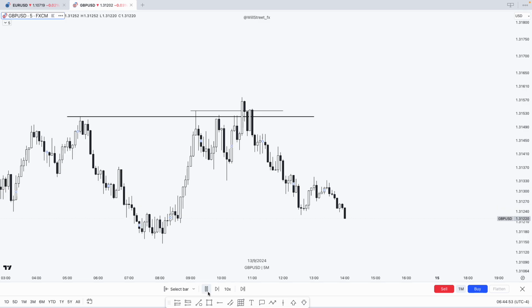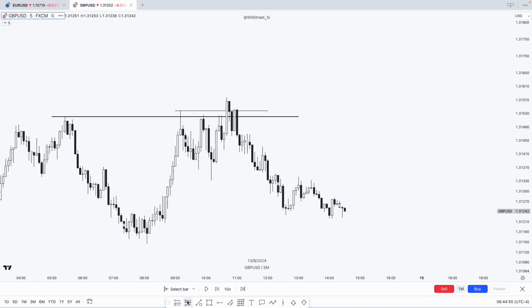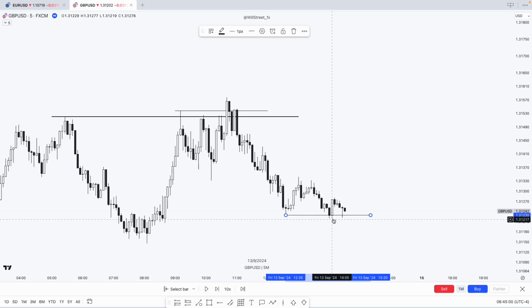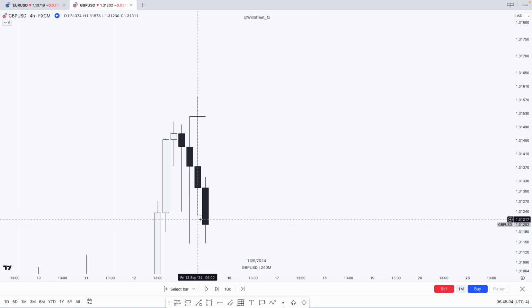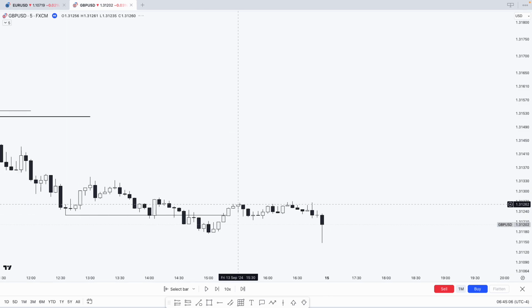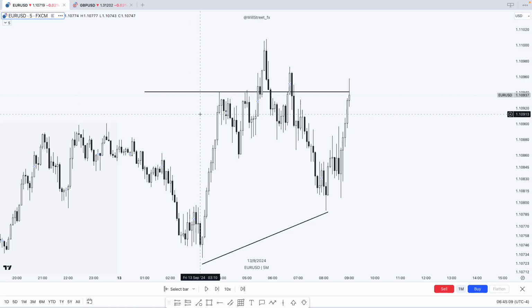Where are you exiting? When the new high time frame candle prints a lower low, which is this one. You see in 4 hours, see here, lower low. You are exiting here. Exactly the same happened on you.